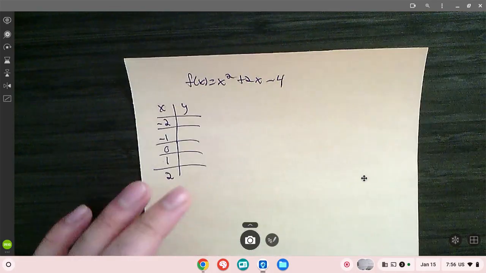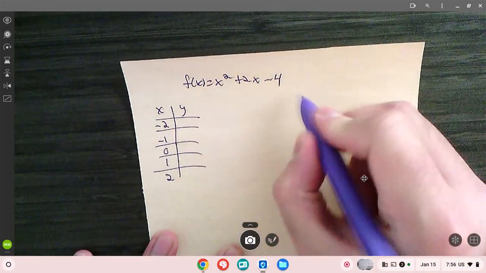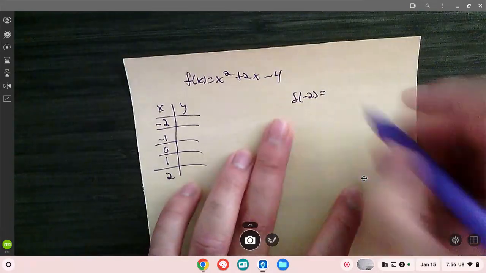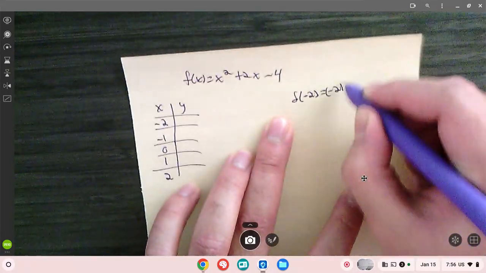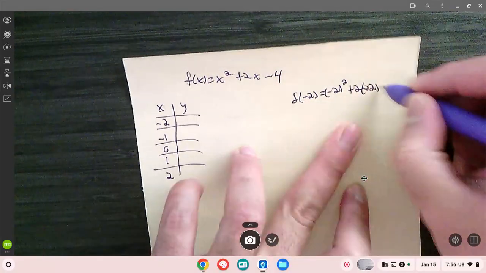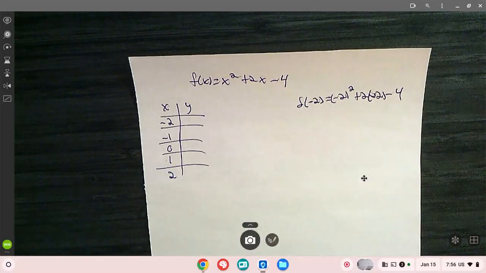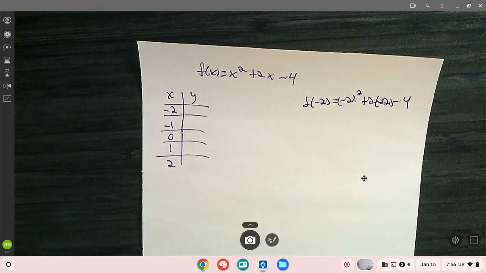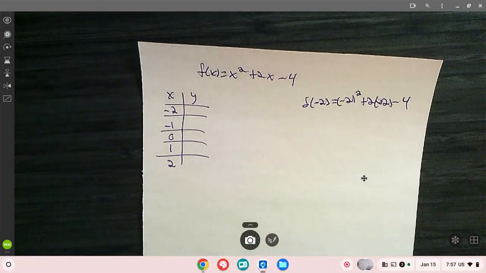Okay, so I'm going to go straight to my camera here. Okay, so the first one we want to try is f of negative 2. So we plug in negative 2 for our x, so we have negative 2 squared plus 2 times negative 2 minus 4. Okay, and at this point, if you were to put this in your calculator without the parentheses, you're going to get an incorrect answer.